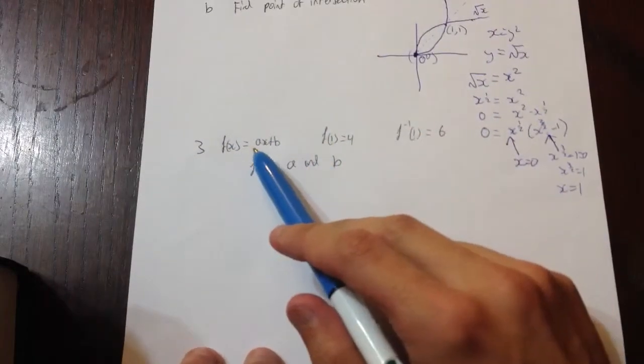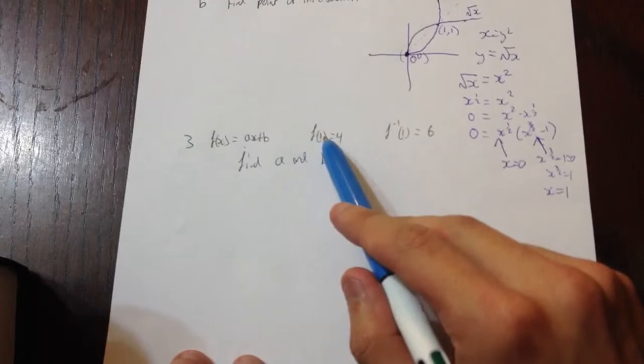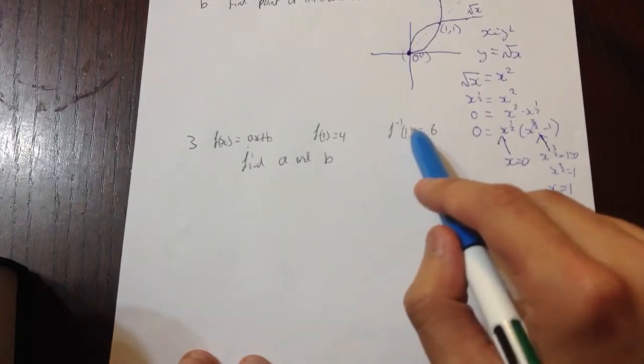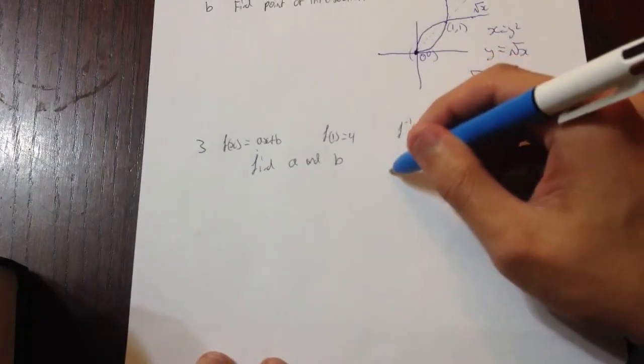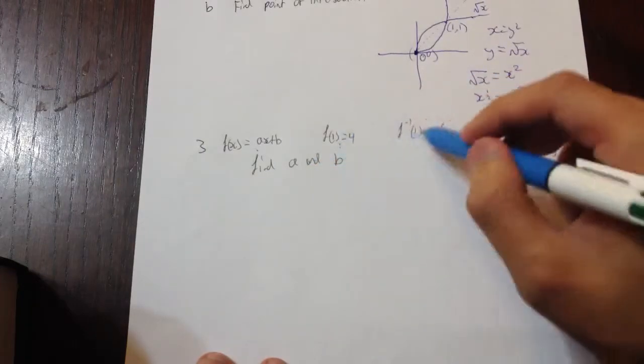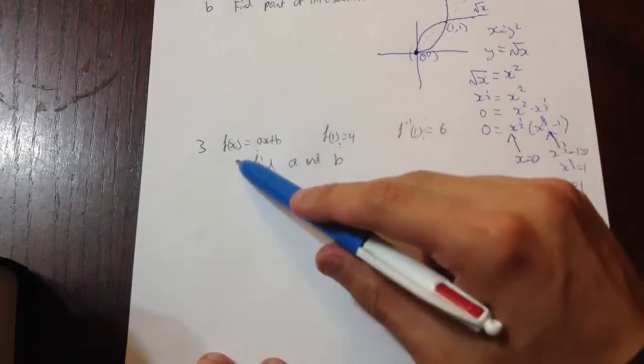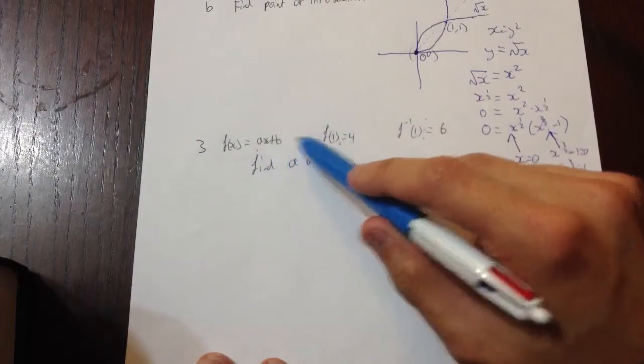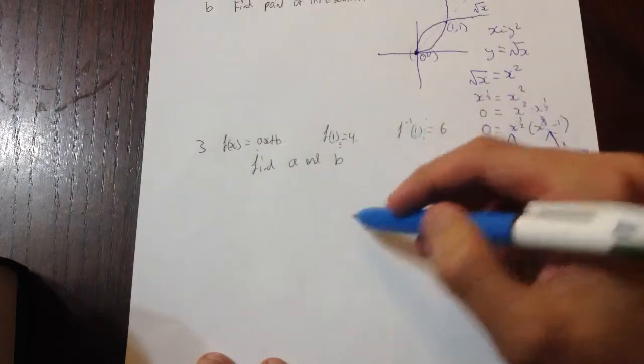Right. And finally, this question. F of x equals ax plus b, f of 1 is 4, the inverse of 1 equals 6. So first we need to find the inverse function, so to find a and b. Otherwise we can't use these bits of information. Like we want to use these. I can use that: I sub 1 as x, and then I get a plus b equals 4. But I can't use this one yet.